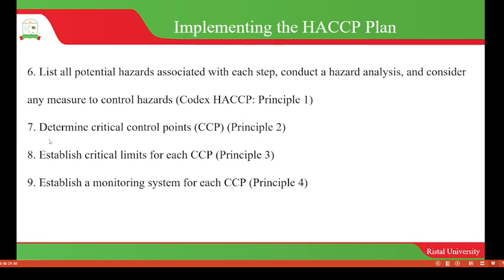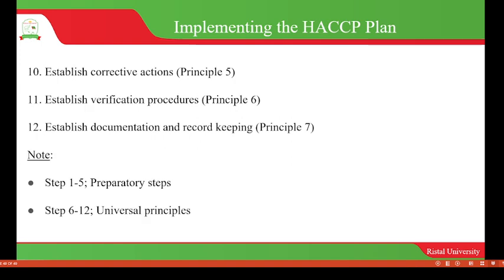Then the next step is you establish critical limits for each critical control point, and this is principle number 3 when we are looking at the steps. Then, after establishing critical limits, you establish a monitoring system for each critical control point, and this is principle number 7. Then step number 10 in the implementation of the hazard analysis and critical control point plan is establishing corrective actions. Then you can go ahead and establish verification procedures, which we named principle number 6 when we were looking at the steps of hazard analysis.